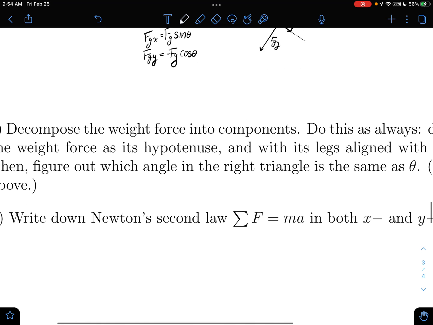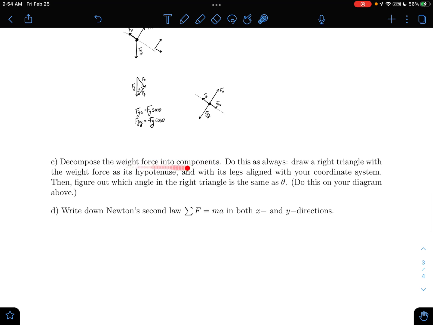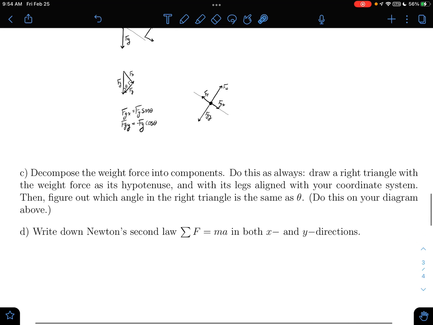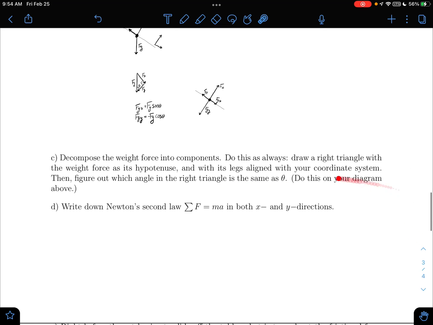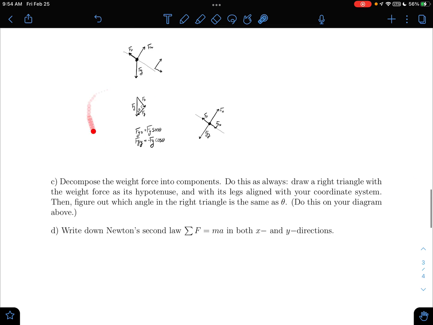Oh, well, I kind of jumped ahead a little bit, breaking our force due to gravity into our components. We drew our right triangle, and the weight has to be the hypotenuse. Remember, we were talking about that. Whatever we're breaking into components has to be the hypotenuse of our triangle, and the legs are going to align with the coordinate system. It does say do it on the diagram above, but we already did this.